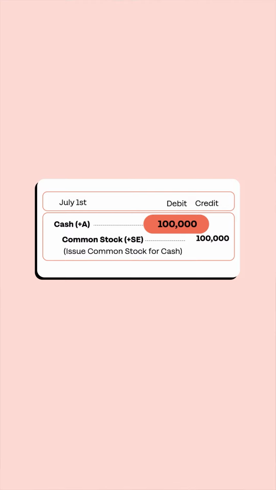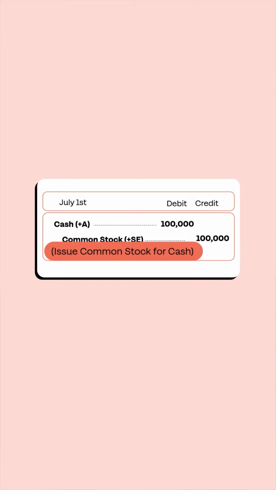This is because an increase in FAC Electronics assets reflects their debits. We also place $100,000 under the credit column that corresponds with common stock. This is because stockholder equity increases as credit. And finally, we place a brief description of the transaction below on the left-hand side. We can describe this transaction as issued common stock for cash.